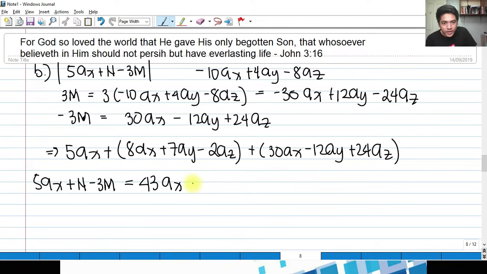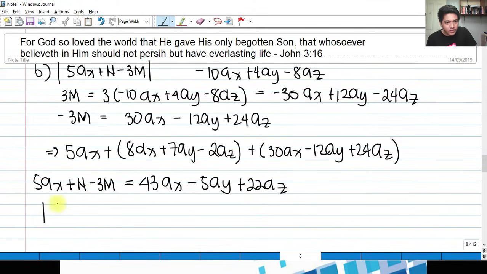Ay minus 12, that is negative what? 5ay, if I'm not mistaken. Then we have negative 2az plus 24, that should be plus 22az. Okay? That is the 5ax plus n minus 3m vector.